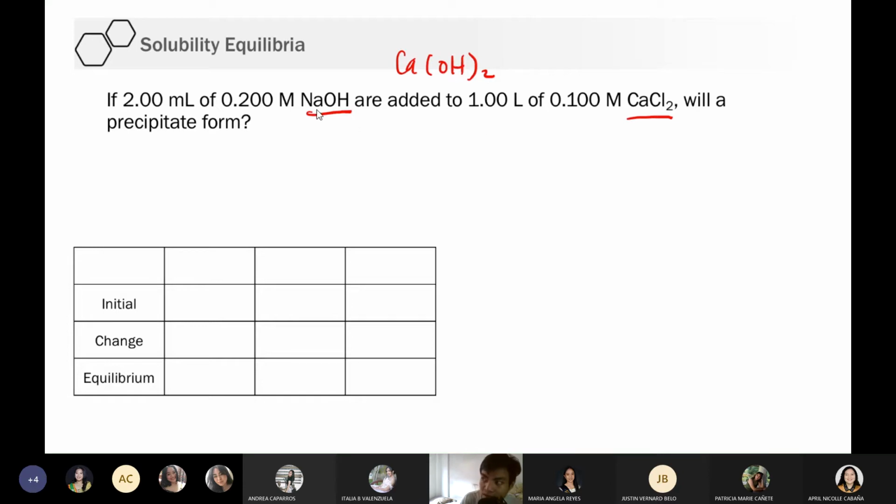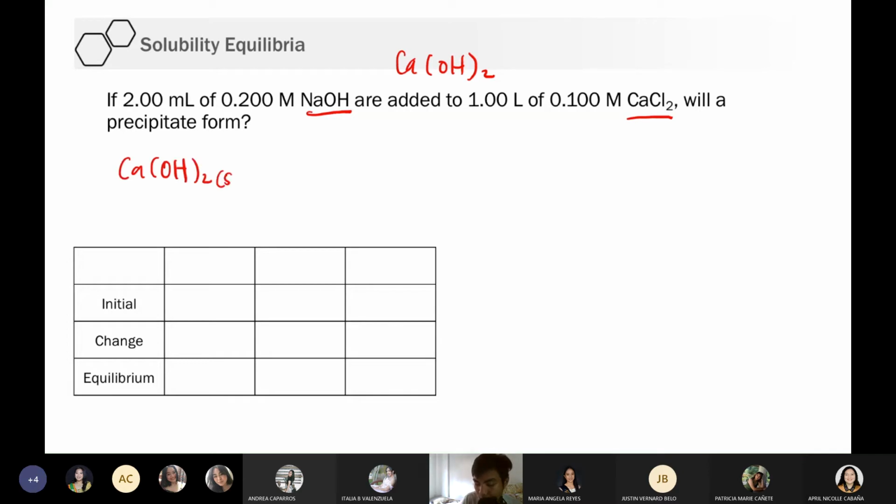Ito lang eh. Kasi yung NaCl, if we do the double displacement, kapag yung NaCl na form, ionic compound yon. Ions talaga yan, so hindi yan magpo-form ng precipitate. Only calcium hydroxide can be formed as precipitate. Yun yung first technique nyo. Identify what are the precipitates that can form. Alamin mo ano muna yung mga pwede mabuo. In our case, that's calcium hydroxide. Then, you write the expression, the solubility for calcium hydroxide.